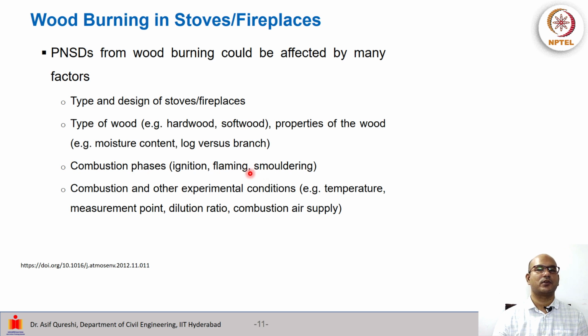For example, we just saw where flaming had unimodal distribution and smoldering had a bimodal distribution. Also, the particle number size distribution will depend on the combustion process and the experimental conditions or the prevailing conditions, such as the temperature, the measurement point, the dilution ratio and the combustion air supply.